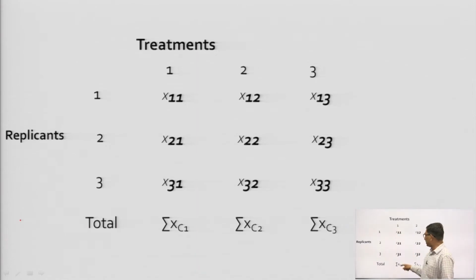The sum of the first sample, that is the first treatment, is shown by summation xc1. The sum of the second treatment group is shown by summation xc2, and the third treatment is summation xc3.